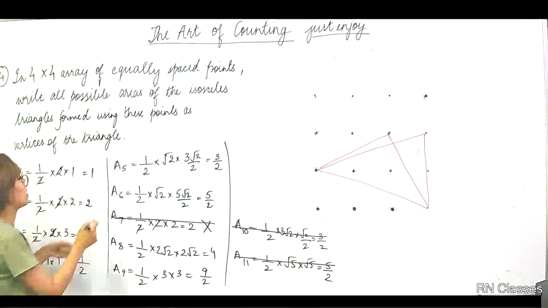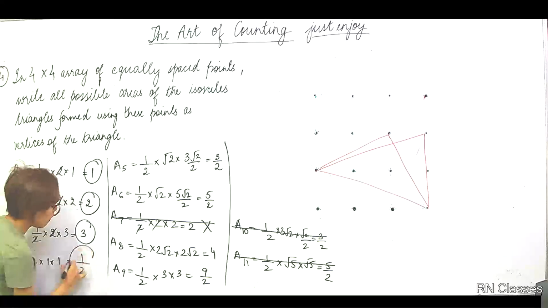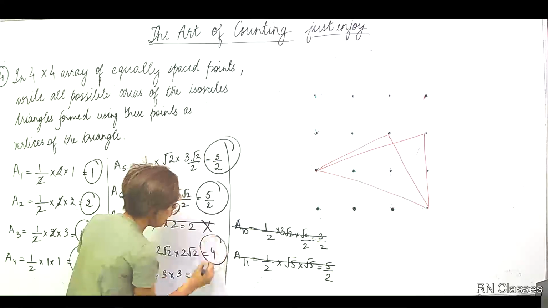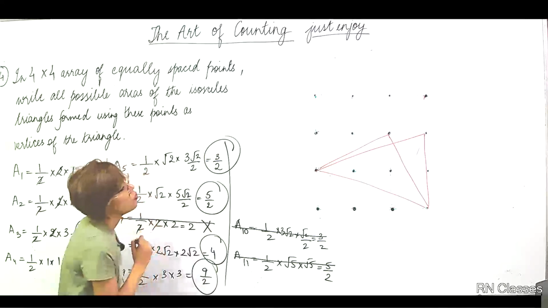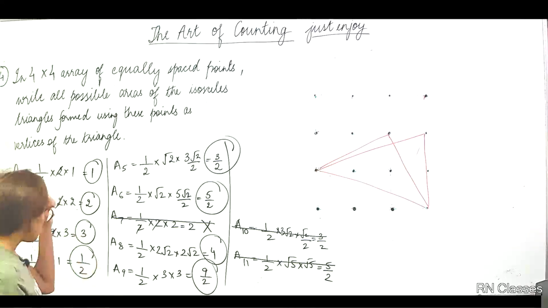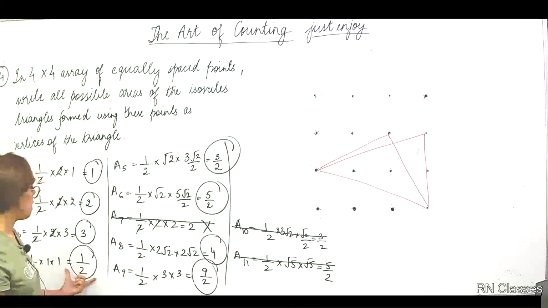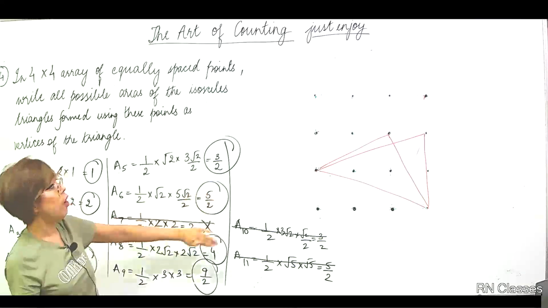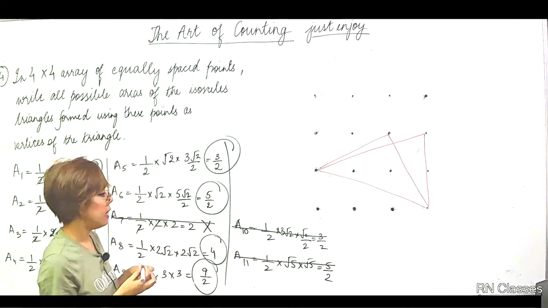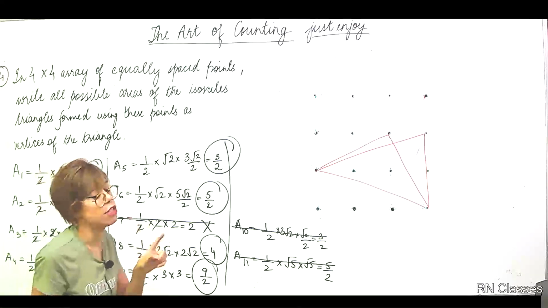Now the possible area is 1, possible area is 2, then 3, then 1 by 2, then 3 by 2, 5 by 2, 4, 9 by 2. So the area varies from 1 by 2 to 9 by 2. Smallest is 1 by 2, largest is 9 by 2 from our analysis, right? So these are the possible areas. But if you find another one, please do let me know.